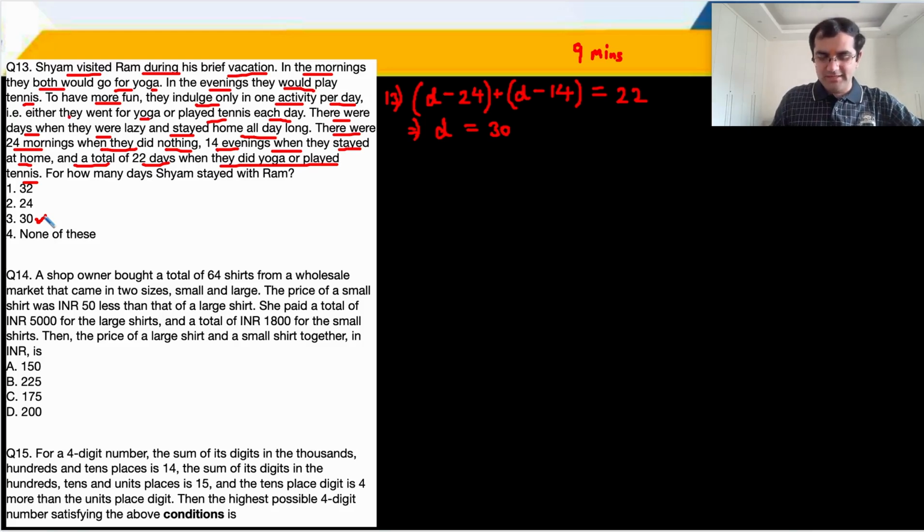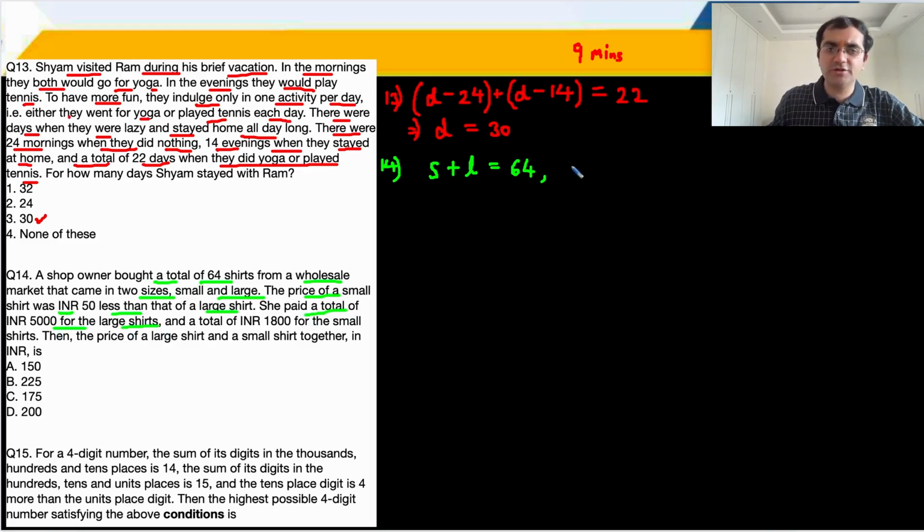So, a seemingly difficult question. It was just a play of comprehension. A shopkeeper bought a total of 64 shirts that come in two sizes, small and large. Small shirts plus large shirts is equal to 64. The price of a small shirt was 50 rupees less than a large shirt. She paid a total of 5,000 for the large shirts.